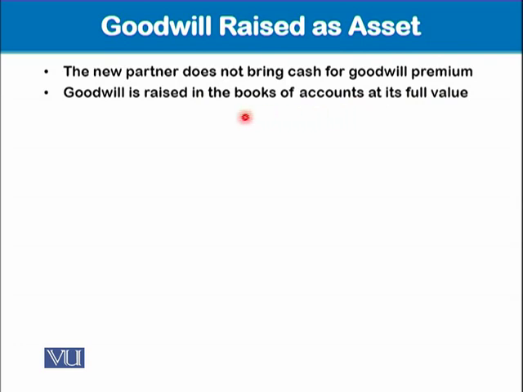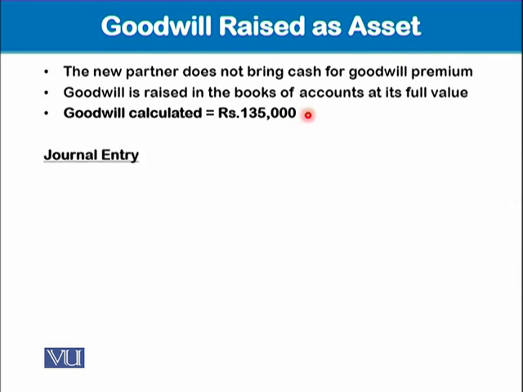So obviously we will calculate goodwill of the firm first of all, and then it will be raised in the books. We have already calculated in the earlier modules that goodwill is 135,000. If you do recall, this was the amount of goodwill which was calculated based on the average profit.